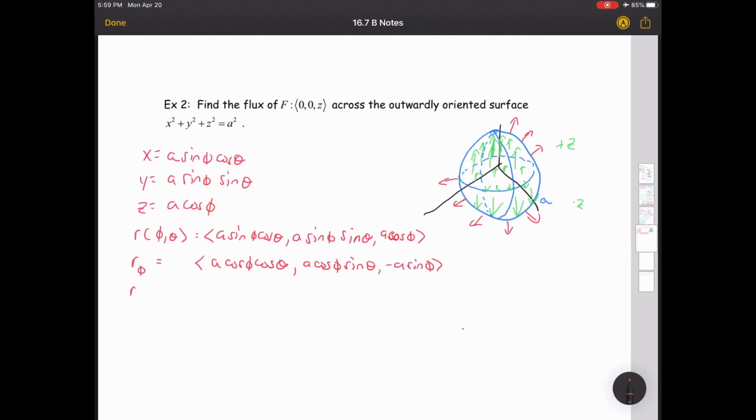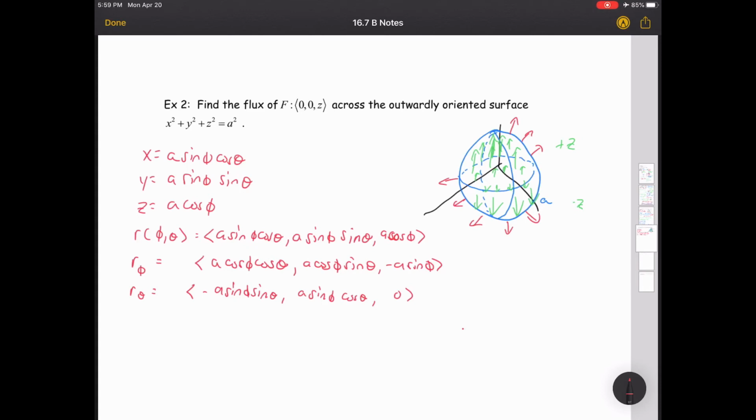Okay, and then we'll do this with respect to theta. With respect to theta, we get negative a sine phi sine theta. The second part is going to be a sine phi cosine theta, and there's no theta in the last one, so we just get 0.